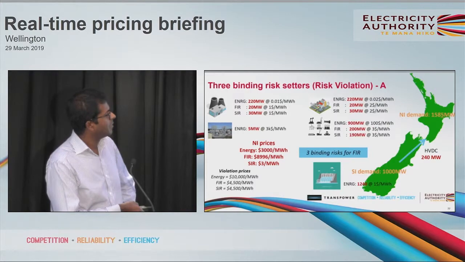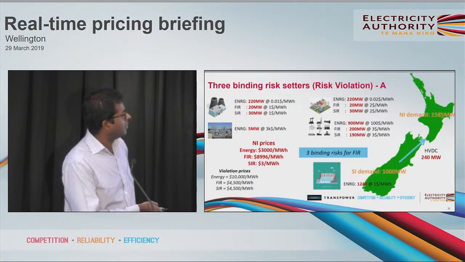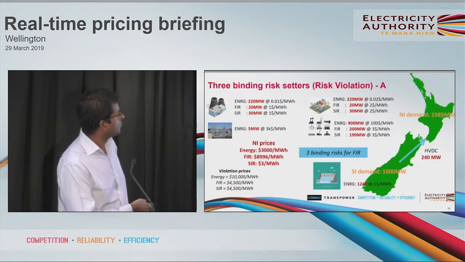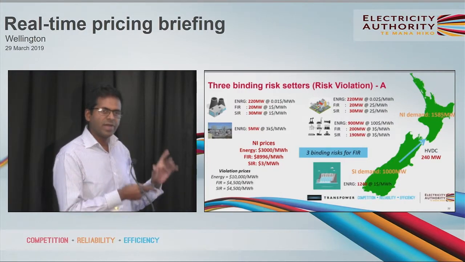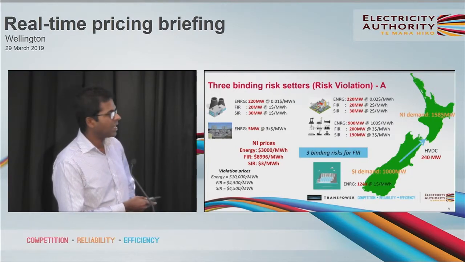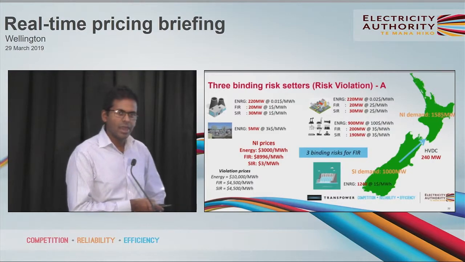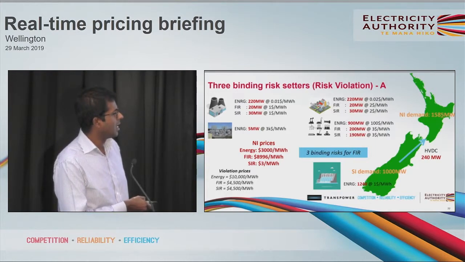So if I run through that same example under the risk violation model, with the additional 5 megawatts of demand, I see that the energy price now rises up to $3,000. And the reason it's risen to $3,000 is because previously SPD thought it could violate the actual maximum risk, and it costs $4,500. But now SPD knows that if I need to violate the risk, I need to violate it on 3 of them. So it's actually a lot more costly for me to violate the risk.